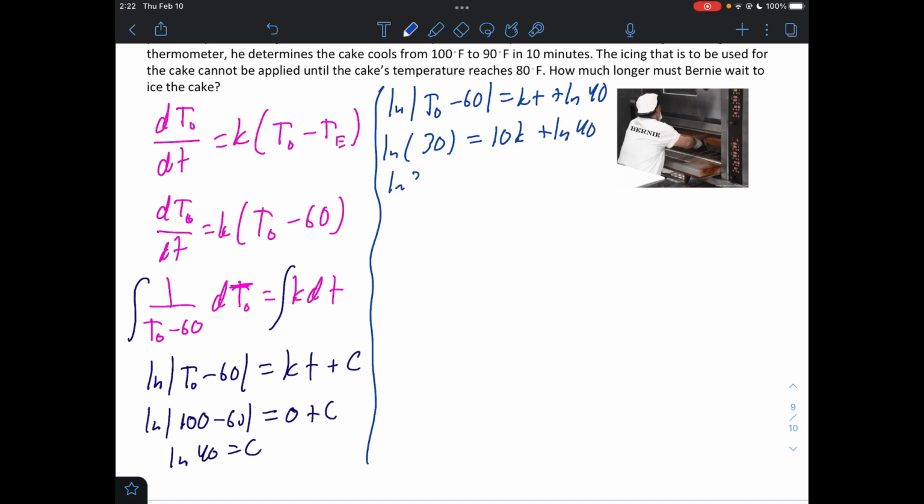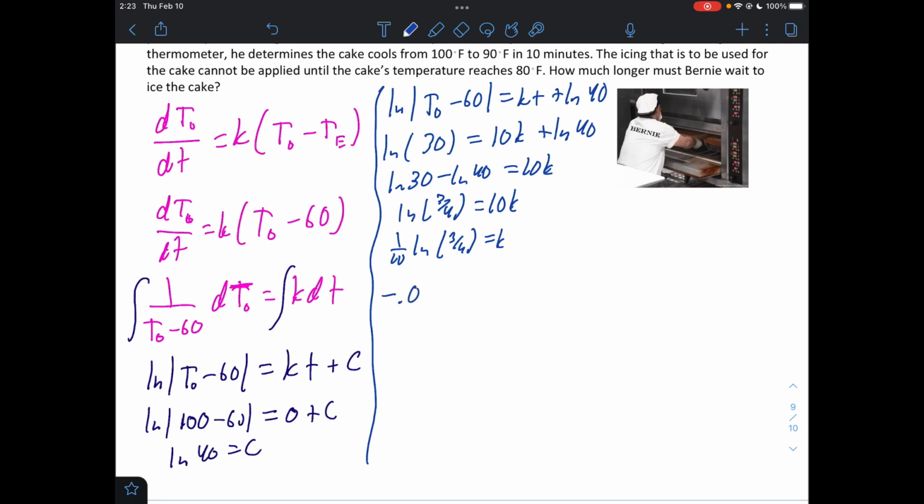So ln 30 minus ln 40 equals 10k. ln 3/4, if you do some simplifying there, equals 10k. And 1/10 ln 3/4 would be k. Again, at this point, if you want to keep that as that fraction, that's fine. If you prefer to make this a decimal, which is what I'm going to do here, that's fine.